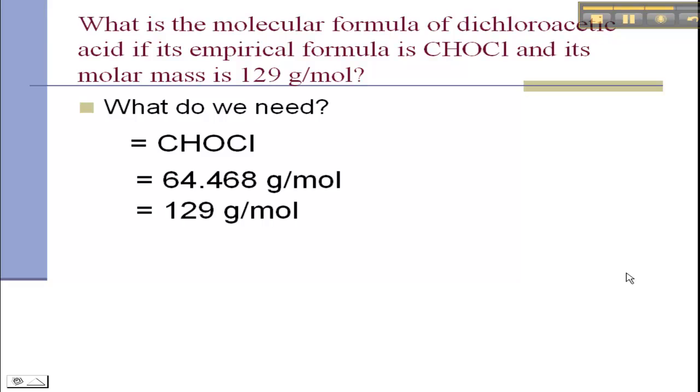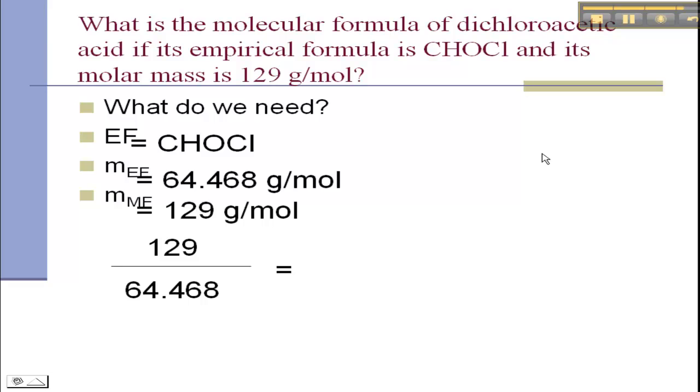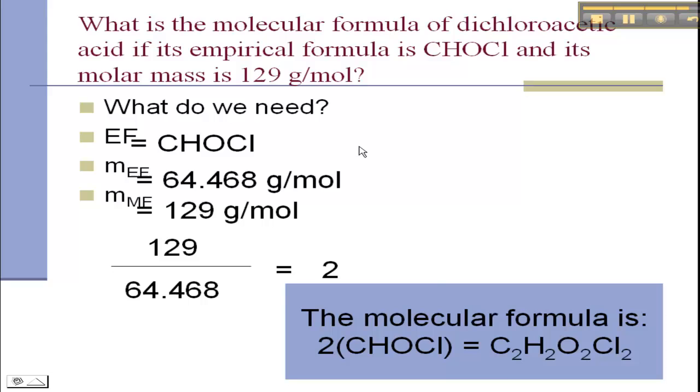So for example, if we have dichloroacetic acid, we know that its empirical formula is CHOCl. We find the mass of CHOCl, 64.468. That gives us the molar mass of our molecular formula at 129. So if we divide 129 by 64.468, we get a multiple of 2. So now we have to take this 2, multiply it by all of our subscripts in our empirical formula, and we get a molecular formula of C2H2O2Cl2.